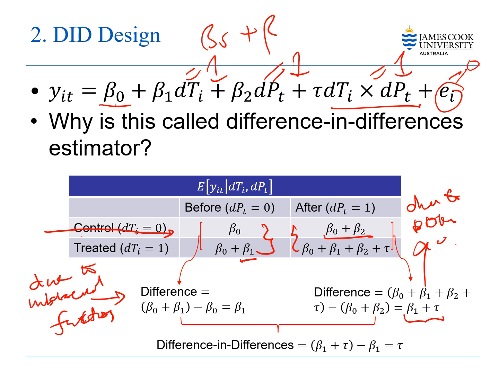Now we have the difference before the policy and the difference after the policy. If the effect of these unobserved factors is constant over time, then we can take a further difference, a second difference. This is why it's called difference-in-differences. So beta 1 plus tau minus beta 1 is tau, and this captures the average treatment effect of this policy. That's why it's called DID.